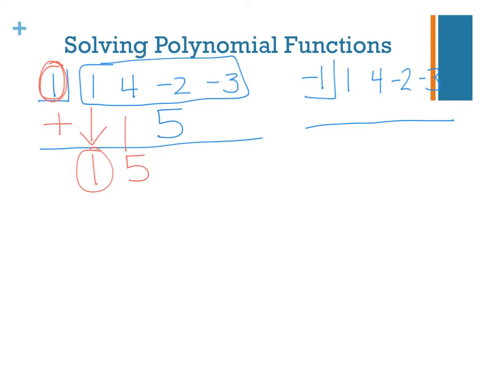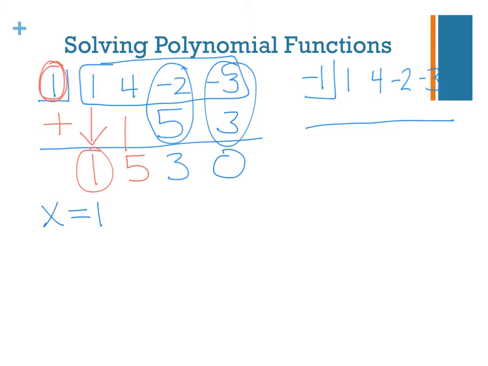When I add the column here, 5 and negative 2 give me a positive 3. And when I multiply the 3 by the divisor up here of 1, I end up with a positive 3. When I add my column here, I get a 0. So I right now know that x equals 1 is one of the solutions to this polynomial equation. Again, this was a typo.